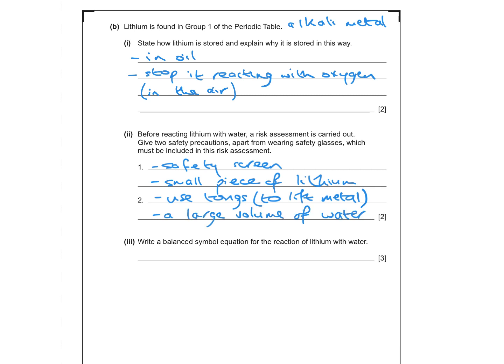When alkali metals react with water, a metal hydroxide, so in this case it's lithium hydroxide, and hydrogen are produced. It needs to be balanced, so I put a 2 in front of the Li, in front of the H2O, and in front of the LiOH. This here is an alkaline solution. They're known as the alkali metals. And it would turn phenolphthalein indicator pink. It goes pink in alkaline solutions.